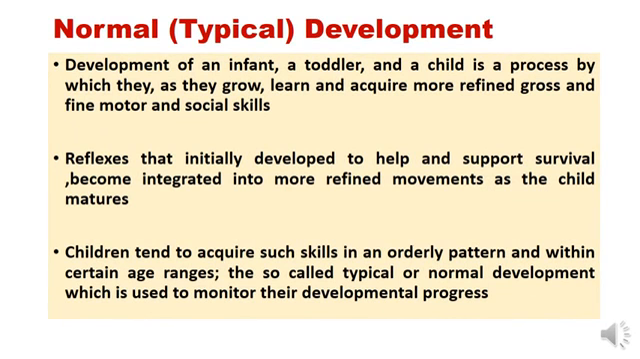What is normal development? Development of an infant, a toddler, and a child is a process by which they, as they grow, learn and acquire more refined gross and fine motor and social skills. Reflexes that initially developed to help and support survival become integrated into more refined movements as the child matures. Children tend to acquire such skills in an orderly pattern and within certain age ranges, the so-called typical or normal development, which is used to monitor their developmental progress.